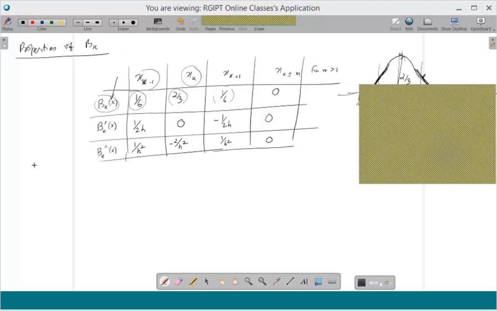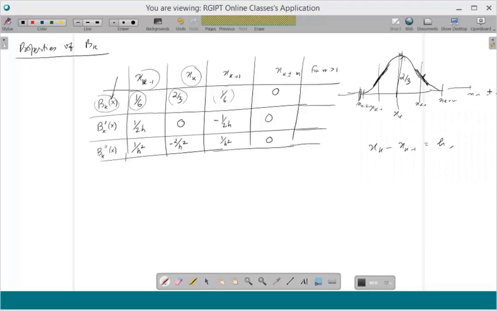This table will be handy for us when we actually apply this to solve the second order ODE that we are planning to do. All right, I'll stop here and we'll take it up tomorrow. Tomorrow we have a class, so we'll take it up again.